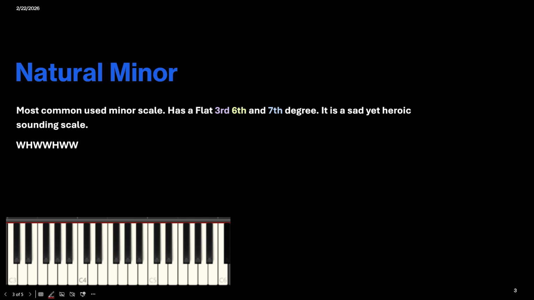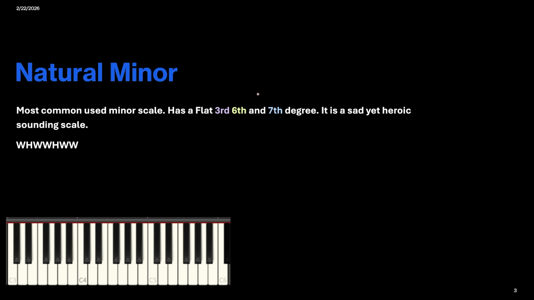Okay, so the natural minor scale is the most common minor scale. It has a flat third, sixth, and seventh degree. It's a sad yet heroic sounding scale. And this WWH, WWH is how you would find it. So it goes a whole step, half step, whole step, whole step, half step, whole step, whole step. So I'm going to show you the C natural minor scale. So you can see it's a pretty sad sounding scale.